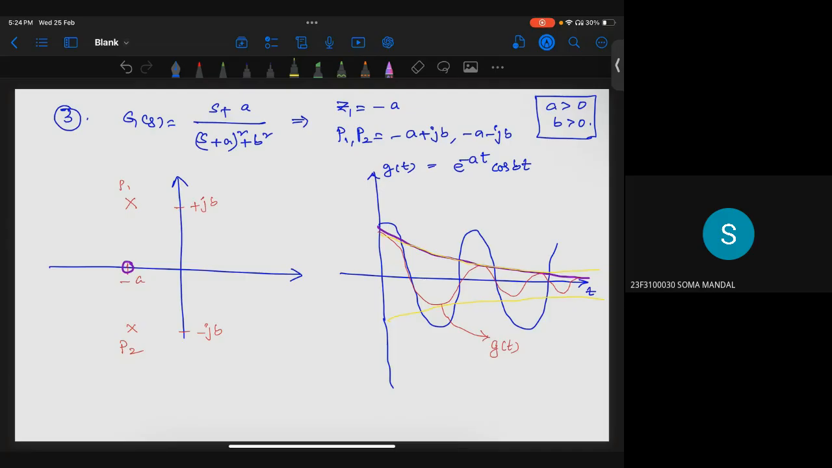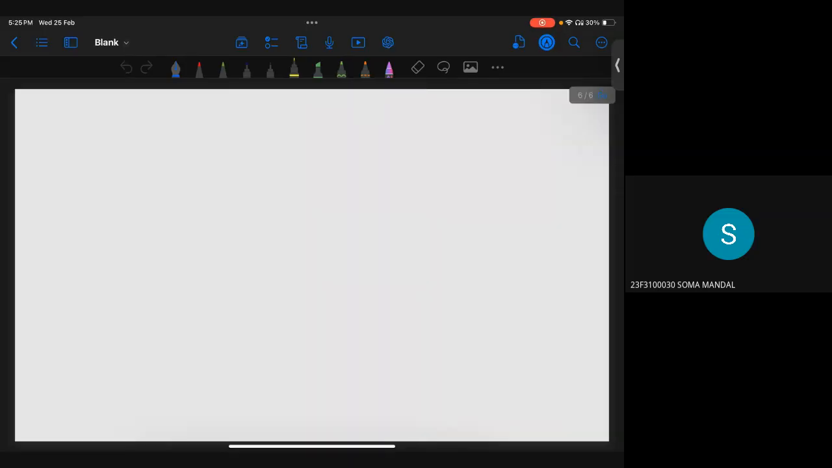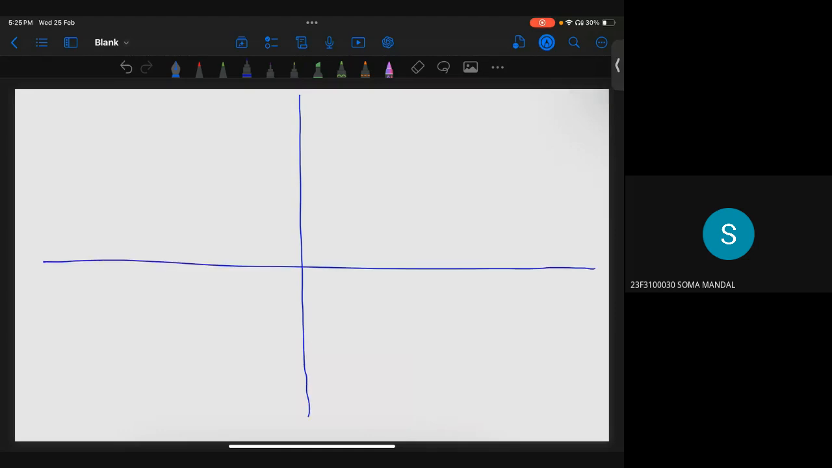Okay. So now you have to tell me how the response looks like. We will go in general. I'll locate the poles. So I'm taking the bigger picture. This is the real axis, real of s. This is imaginary of s. So I'll take the poles at different locations. Only poles. I'm not looking at the zeros.